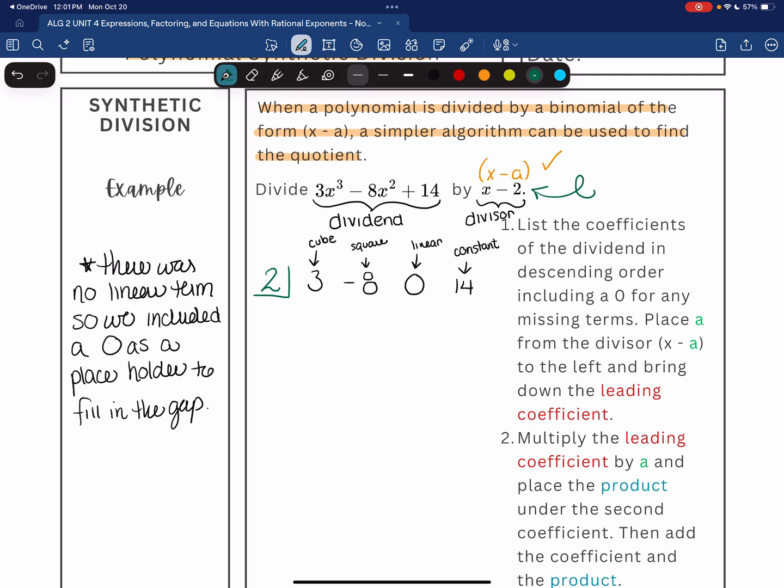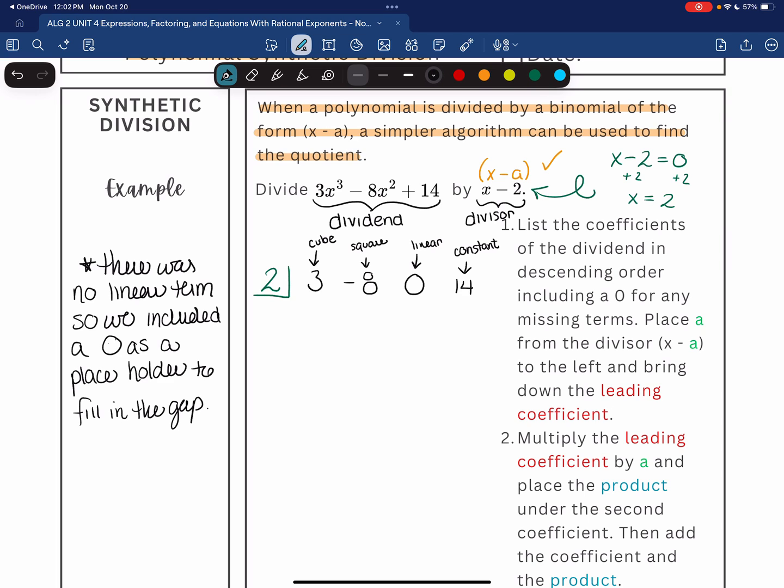The a value is what happens when you set it equal to 0 and solve. When you set it equal to 0, what would you need to do? You would need to add 2 on each side to find that 0. Well, that is what we need to have in our little divisor box out in front.